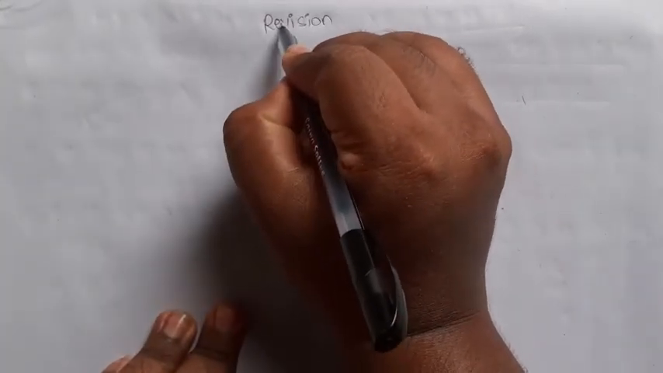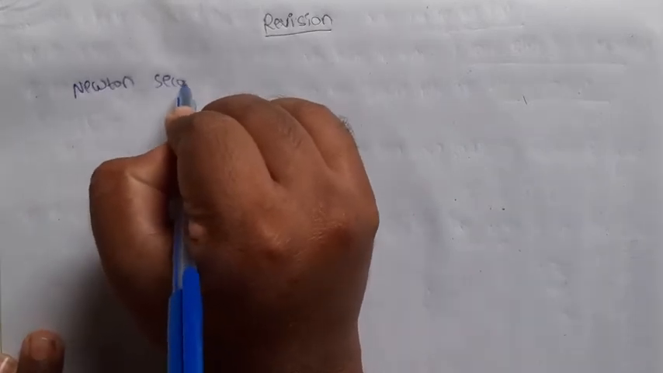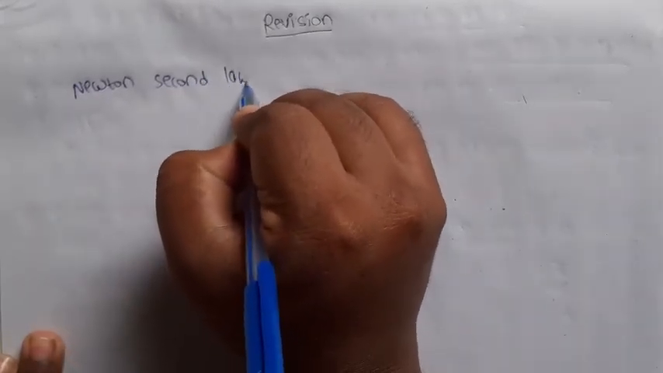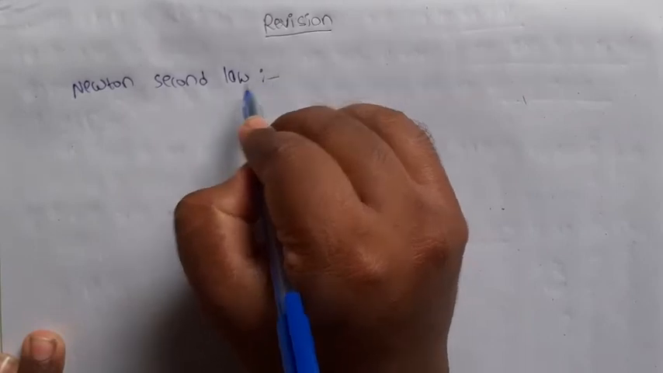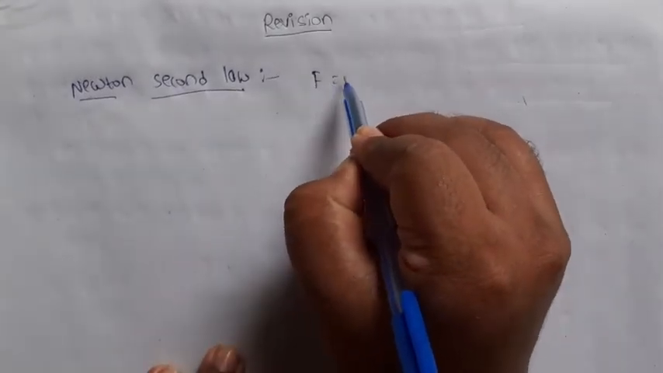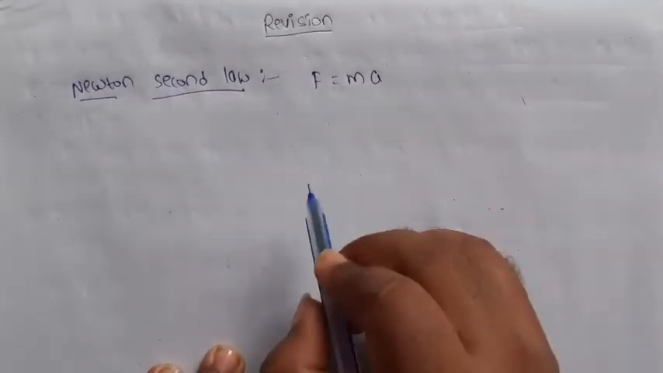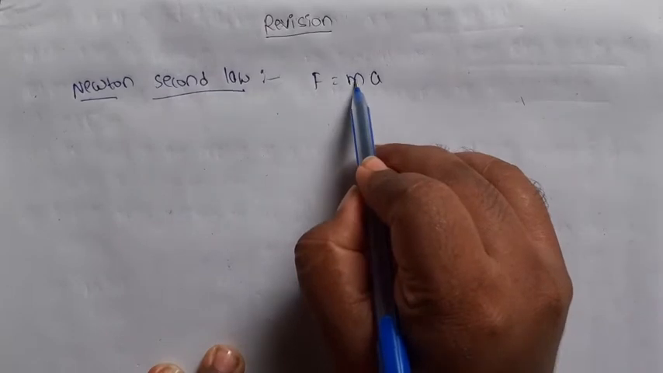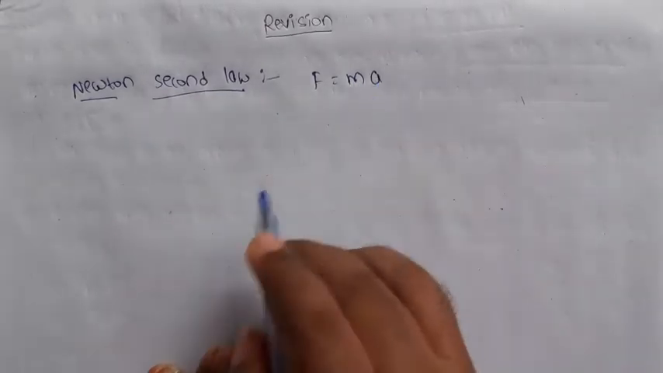What we learned in last class. In last class we discussed Newton's second law. What is the mathematical expression for Newton's second law? F equal to ma, where m is mass and a is the acceleration.